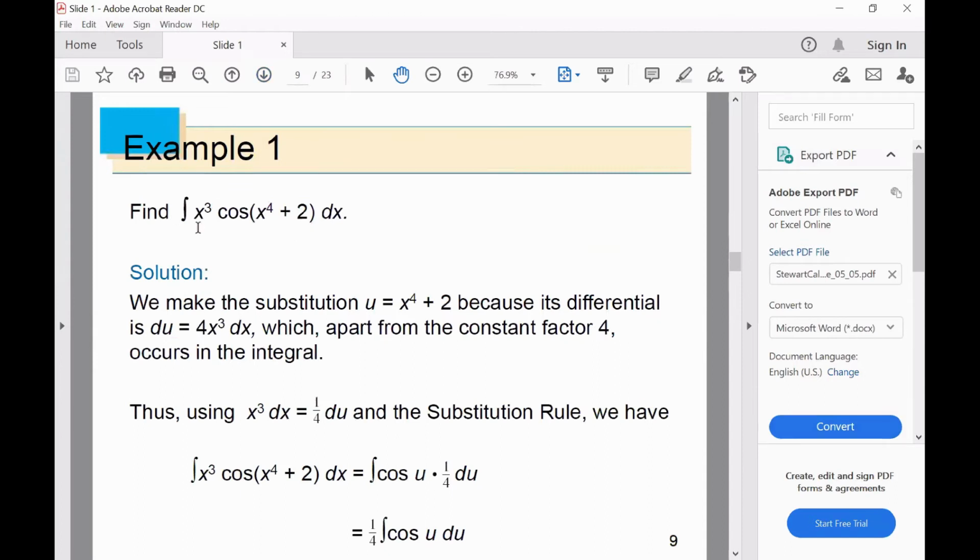Here we have example 1: the integral of x to the 3 cosine of x to the 4 plus 2 dx. What can we do, guys? What is the strategy? Here, it's clear the new variable is x to the 4 plus 2. This is u, that's why we take u equal x to the 4 plus 2, as written here.